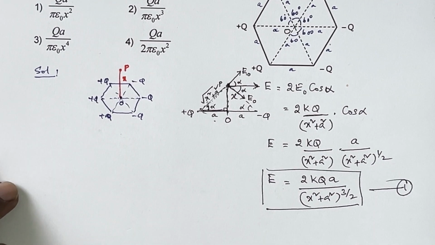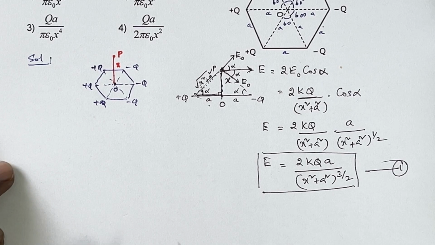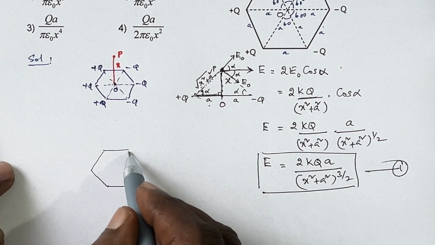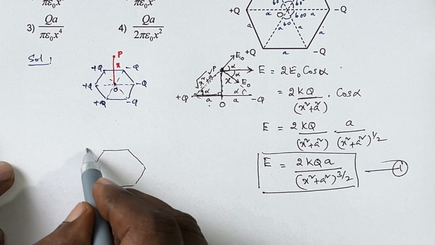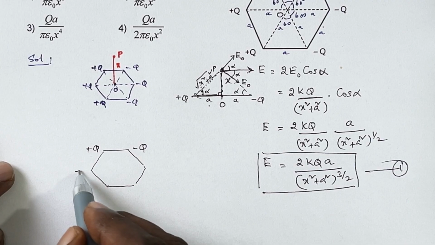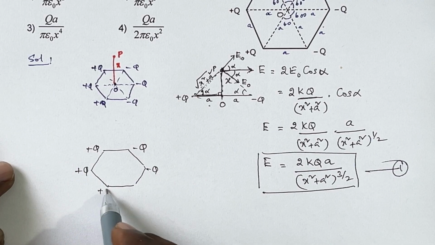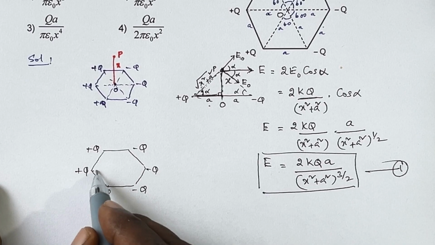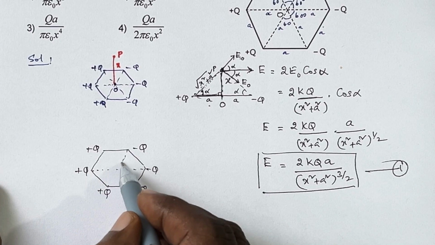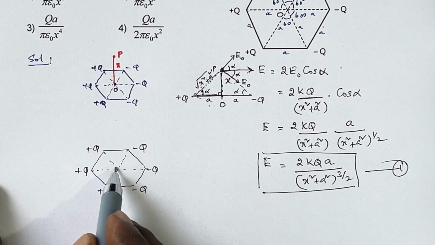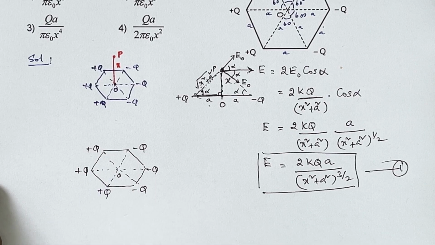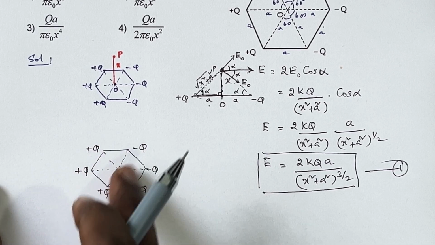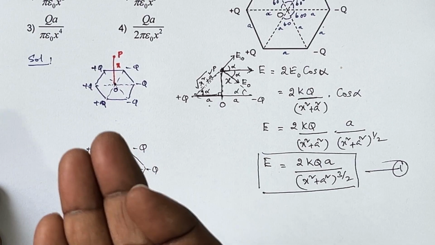Now let us visit back the diagram. This is the regular hexagon we are talking about. This is plus q, this is minus q, this is plus q, this is minus q, this is plus q, this is minus q. Here, this is one line, this is one line, this is another. All are meeting at O. At O, perpendicular to the surface of this regular hexagon, at x distance.